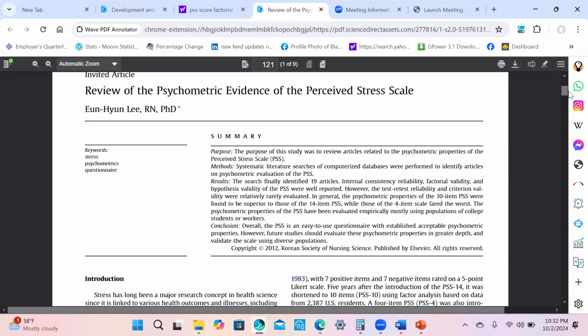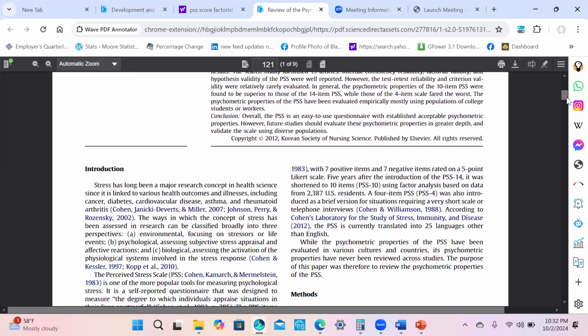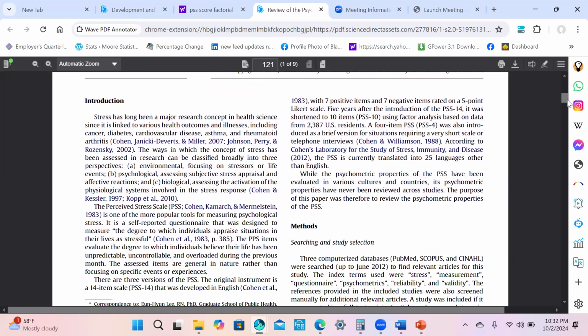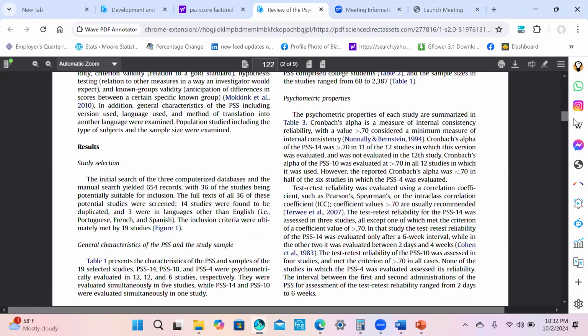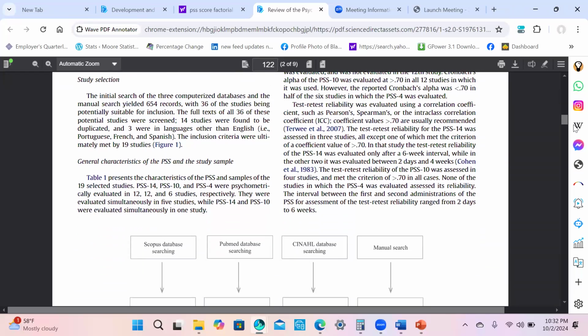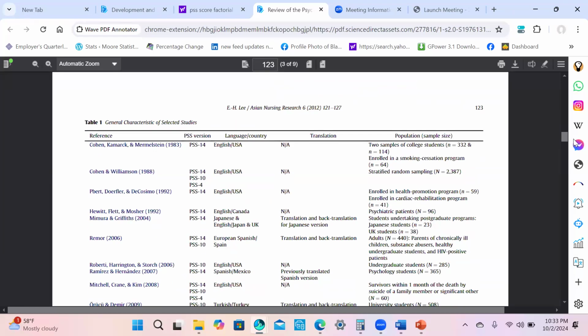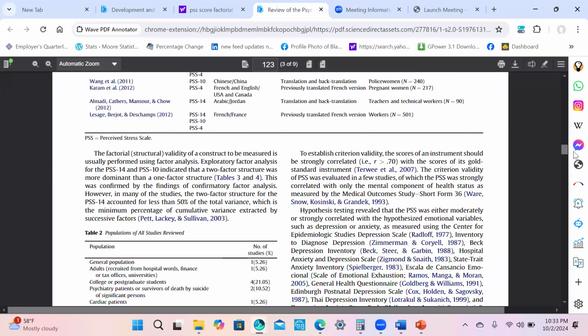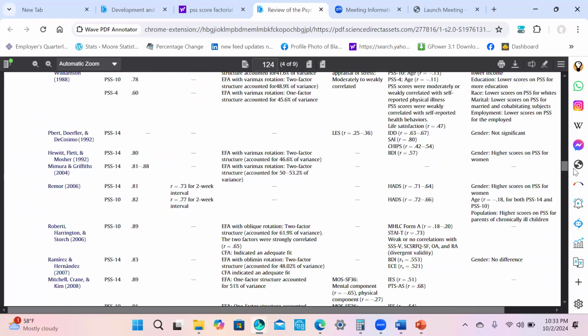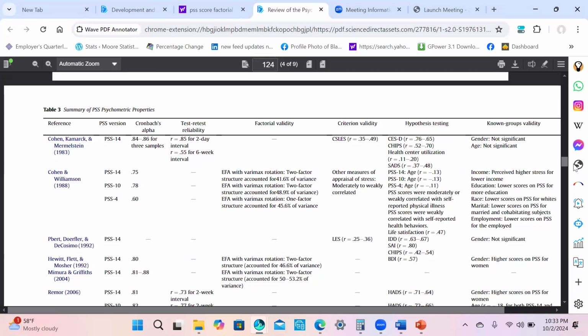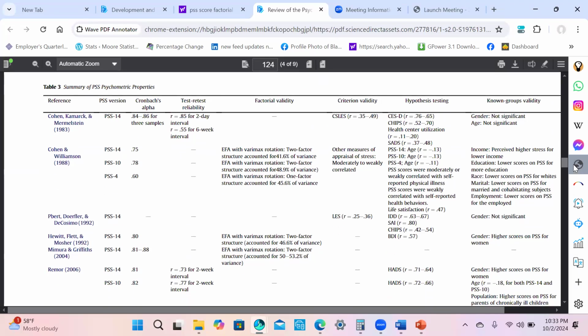So how do you figure out if it's been tested already in terms of reliability and validity? I'm speaking in generalities, but I just want you to get the gist of this. So you look through the article, you look for words like validity or reliability, Cronbach's alpha, factorial analysis, confirmatory analysis, exploratory analysis.